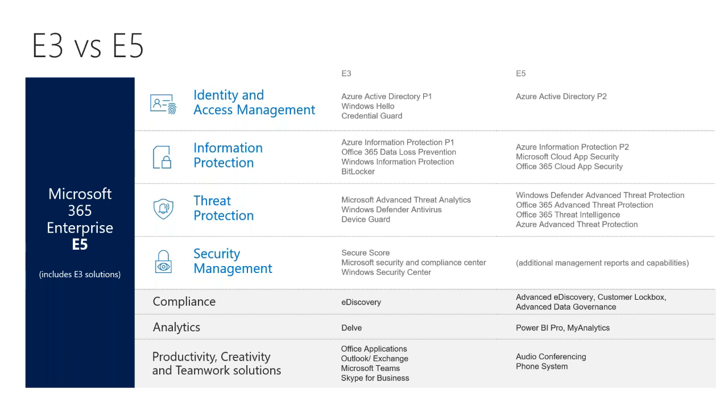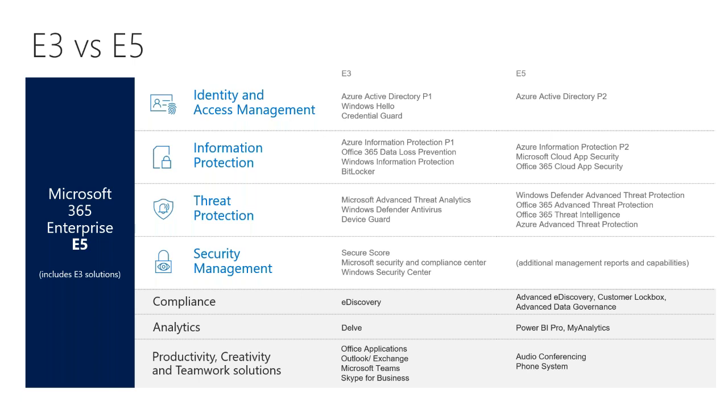So E3 might be a little bit more manual. If I want to classify content, the user actually has to go in and hit the button to classify it as confidential or secret. But where I'm moving to the E5 world, we can make that an automated process. But I guess you've got to start somewhere.